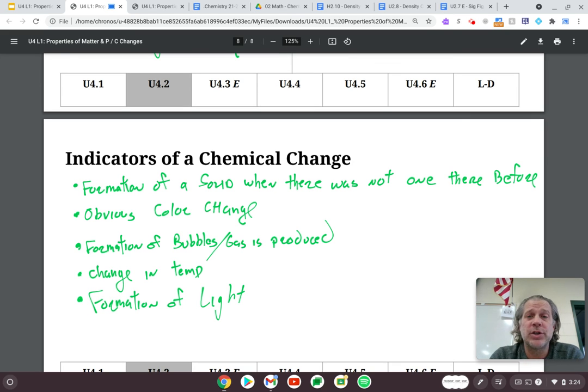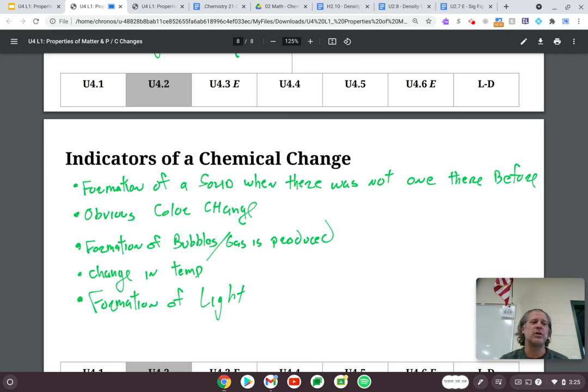An obvious color change is also a really good indication that a chemical change has occurred. And by obvious color change, I mean something drastically happened. Like when you think about paper, right? If it's a white piece of paper and you burn it, the result is like a black char or a lighter colored ash, right? So that's an obvious color change. Formation of bubbles is an indication that gas is being produced, and that's also a great indication that a chemical change is happening.